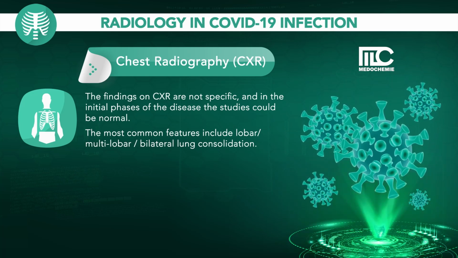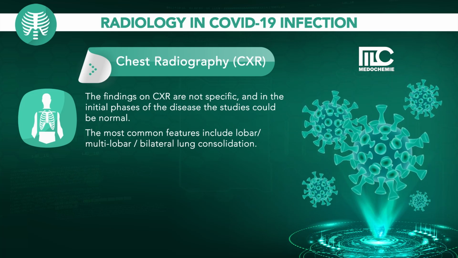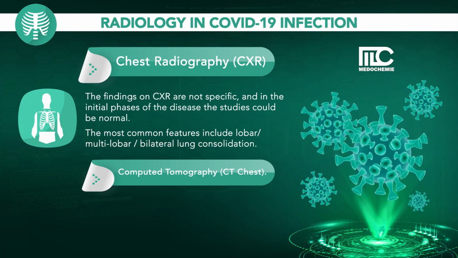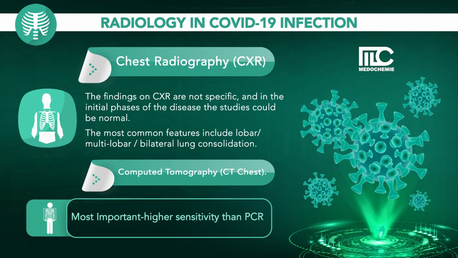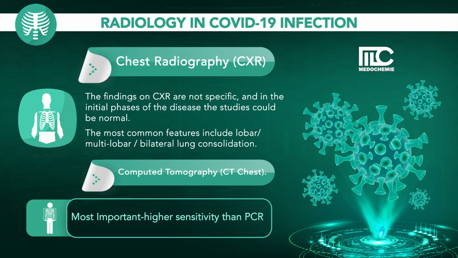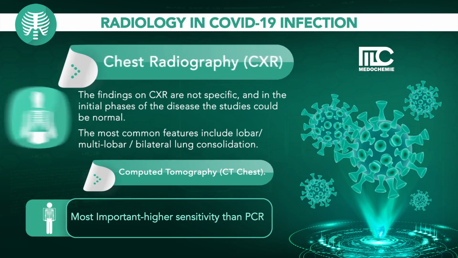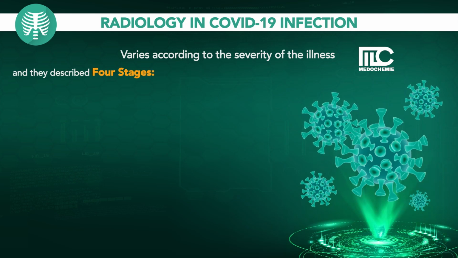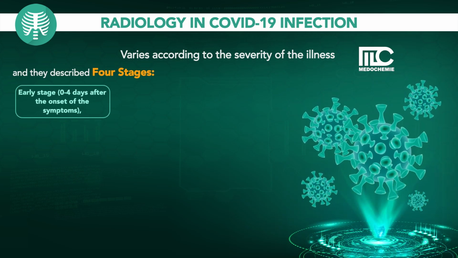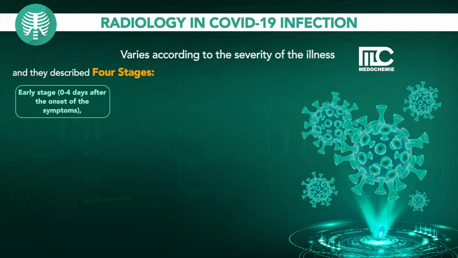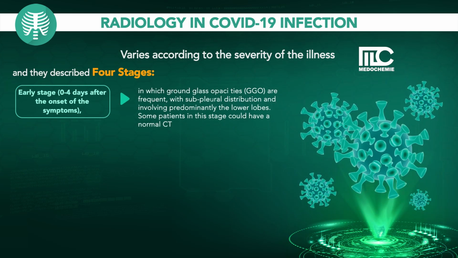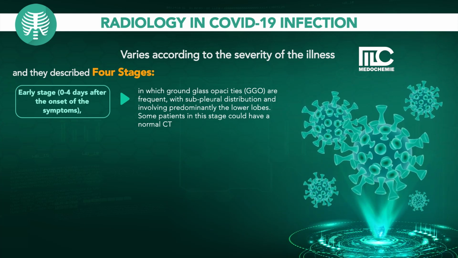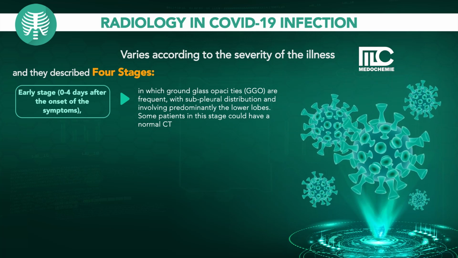The most important radiology modality is computed tomography, CT chest. In many studies, the sensitivity of the CT chest is higher than the sensitivity of the PCR. What we can find in the CT chest, there are 4 stages. Early stage, between 0 and 4 days after onset of symptoms, there is ground glass opacity, and this is frequent, mainly subpleural distribution involving predominantly the lower lobes.